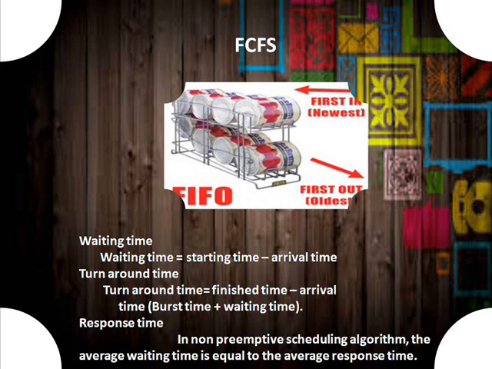FCFS waiting time. Waiting time is equal to starting time minus arrival time. Turnaround time. Turnaround time is equal to finished time minus arrival time. That means burst time plus waiting time. Response time. In a non-preemptive scheduling algorithm, the average waiting time is equal to the average response time.